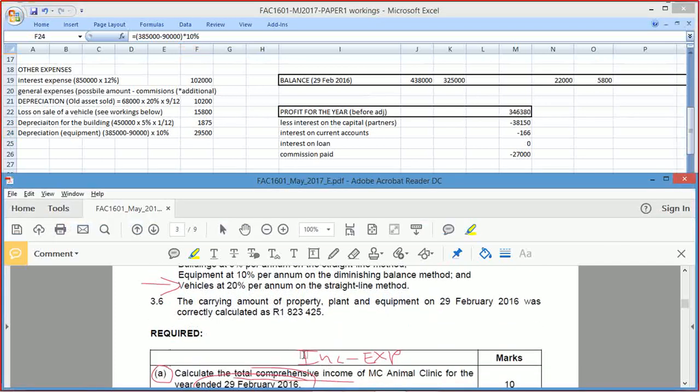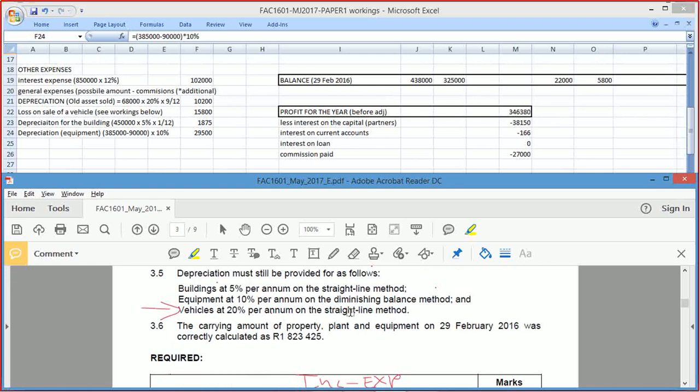Yes, it does. Okay, 3.6. Carrying value of the property, plant, and equipment. Do I need this? Yes. Why? Because you're dealing with equipment. No, you need to work out what's left over, right? It's your ending, a final amount. Yeah, it's the final amount. So basically, this is taking all the adjustments into consideration.